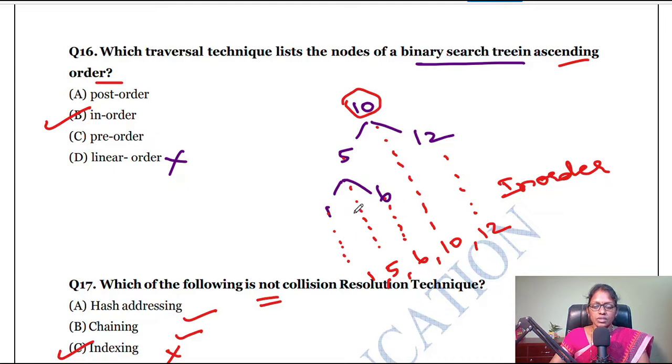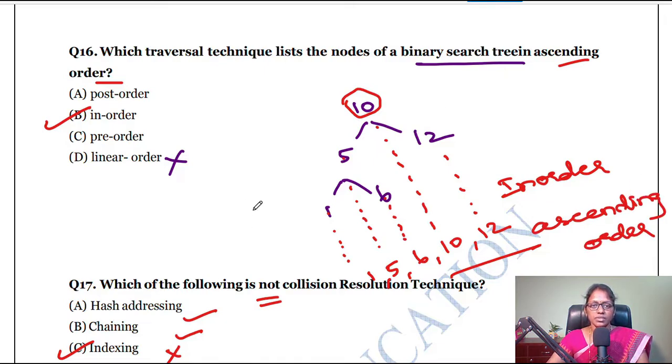Okay, so consider this tree. If I traverse in-order, first I write 1 and then 5 and then 6 and then 10 and then 12. So you will get the elements in ascending order. So if you traverse using the in-order technique, you will get the elements in ascending order.